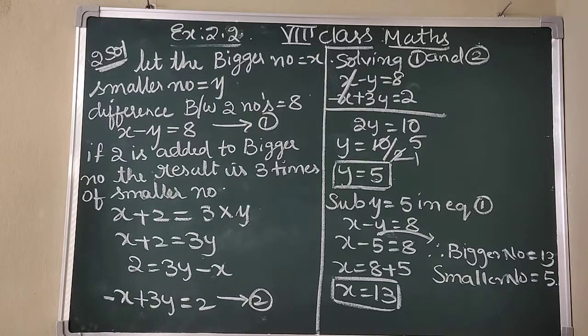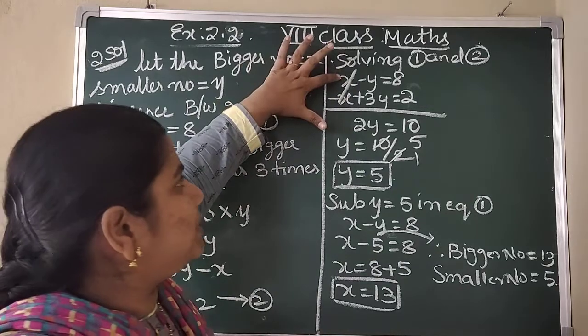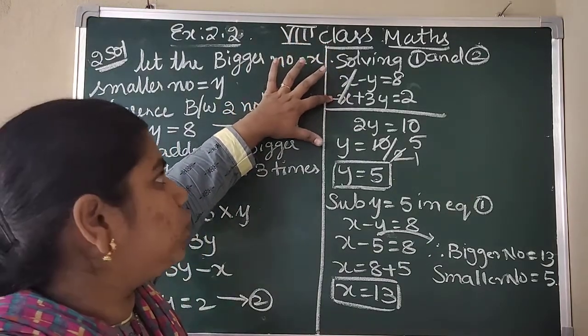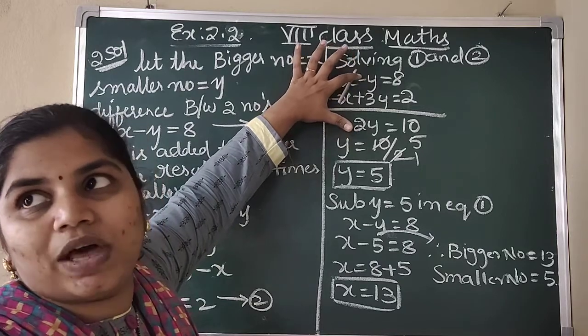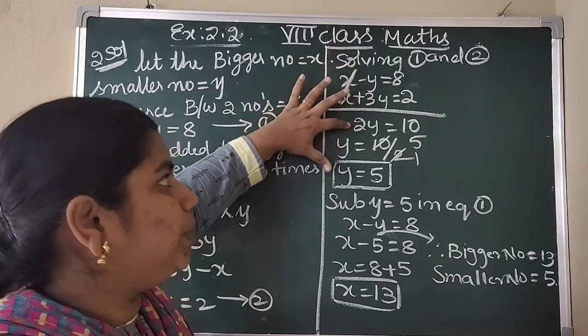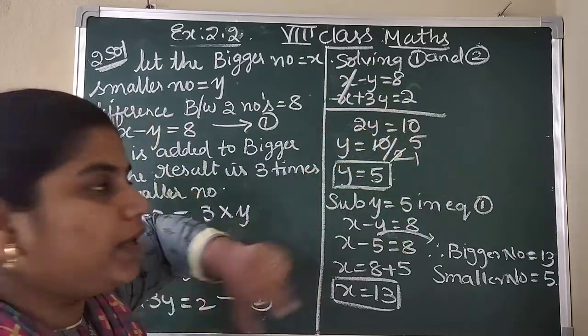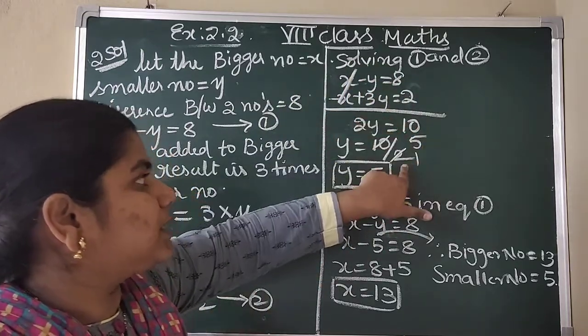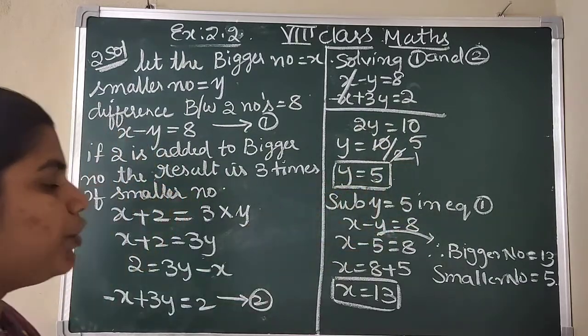Now I am solving equations 1 and 2. If you solve equations 1 and 2, this plus x minus x will become 0. Minus y plus 3y. Minus y is nothing but minus 1y. Minus 1 plus 3 will be 2. That is 2y is equal to 10. 8 plus 2 will be 10. So if we transpose this 2 to the other side, that will become division. 2 ones are 2, 2 fives are 10. So the y value I got is 5.